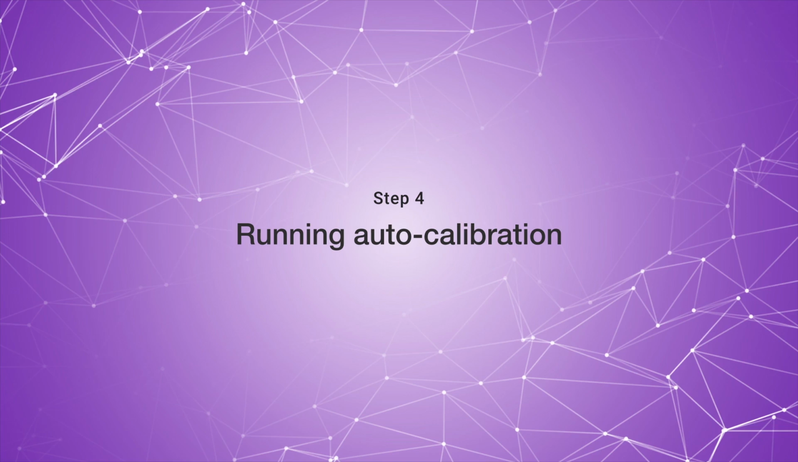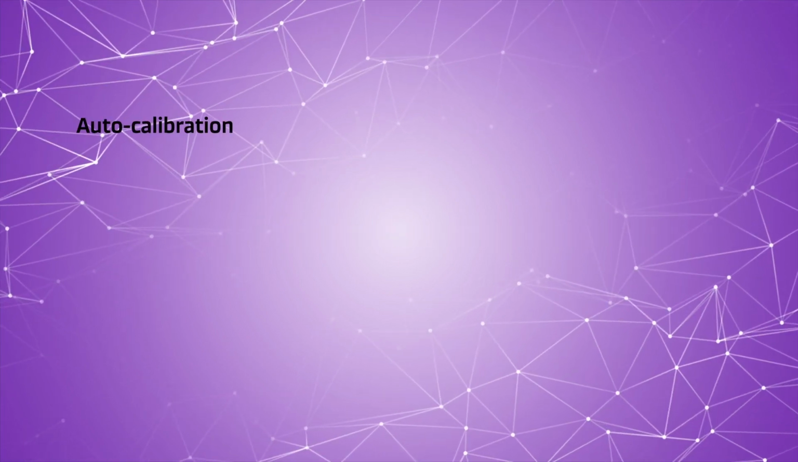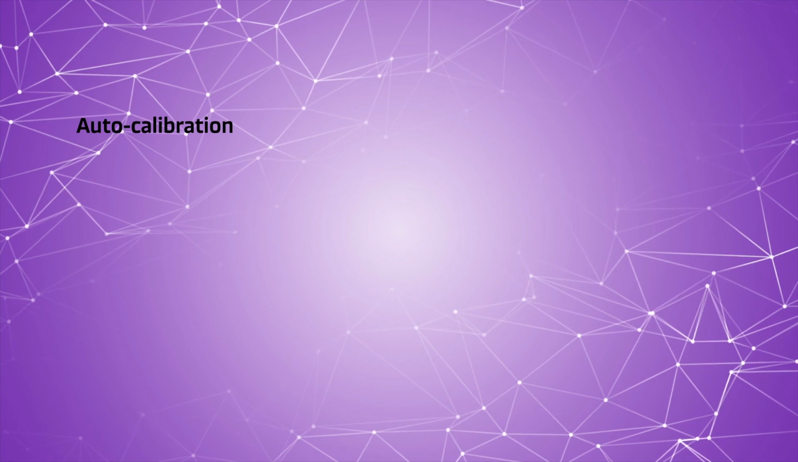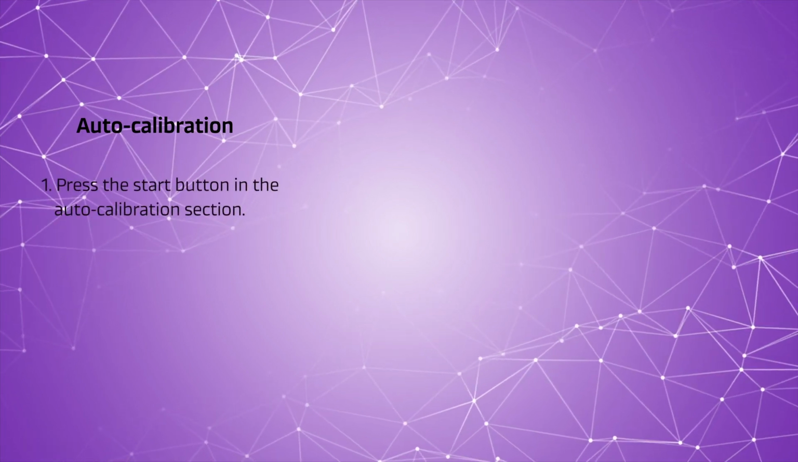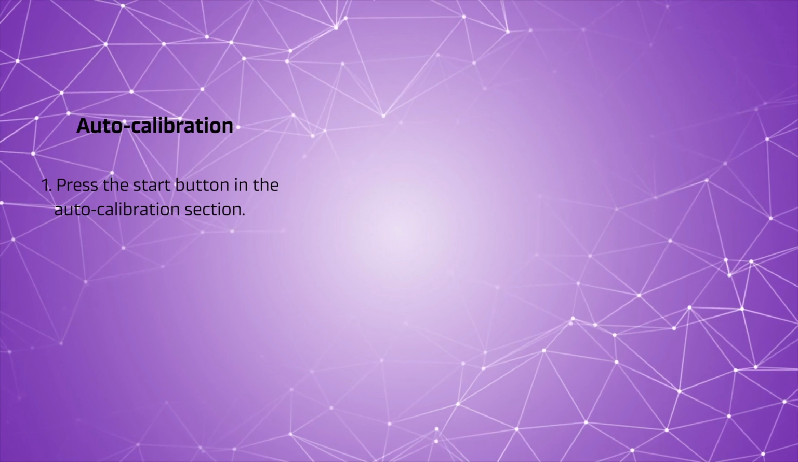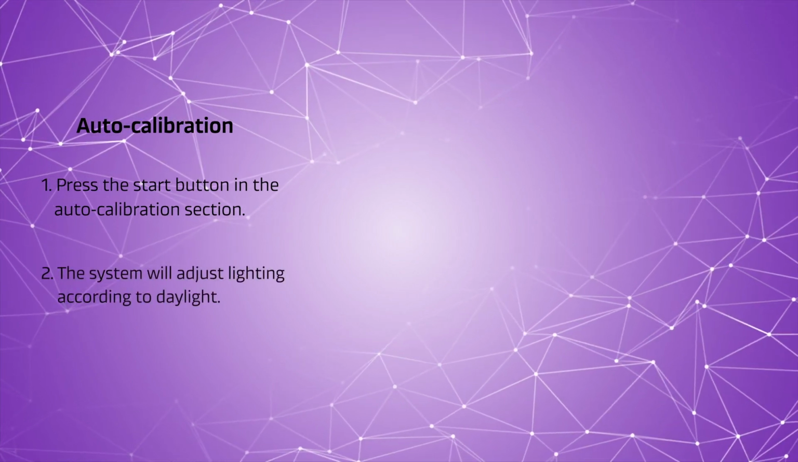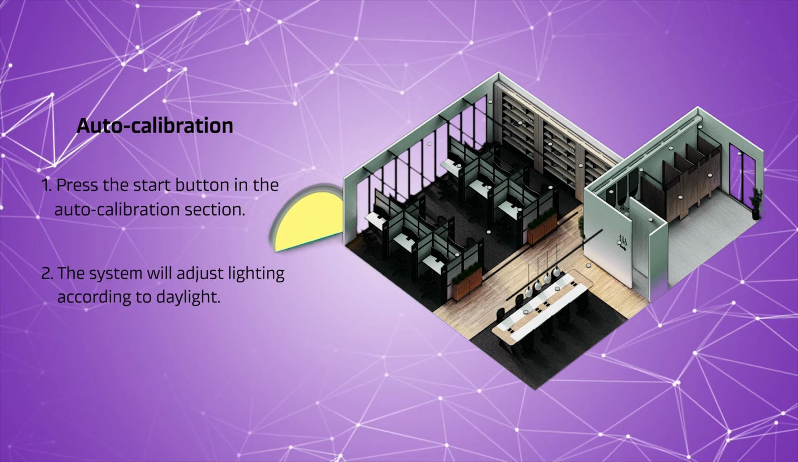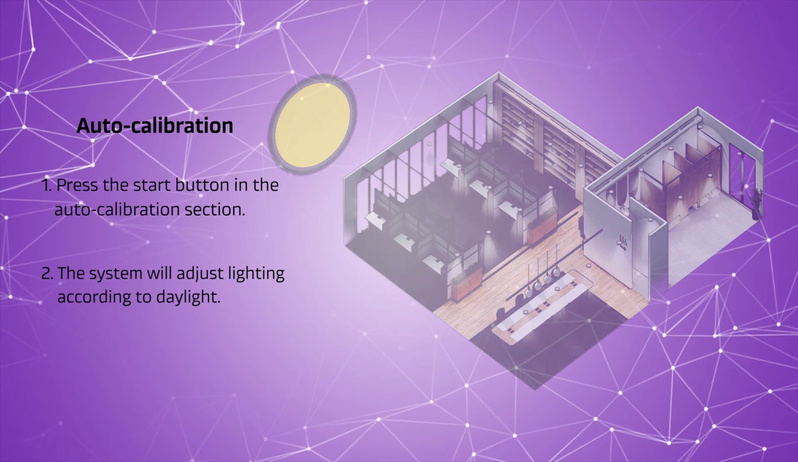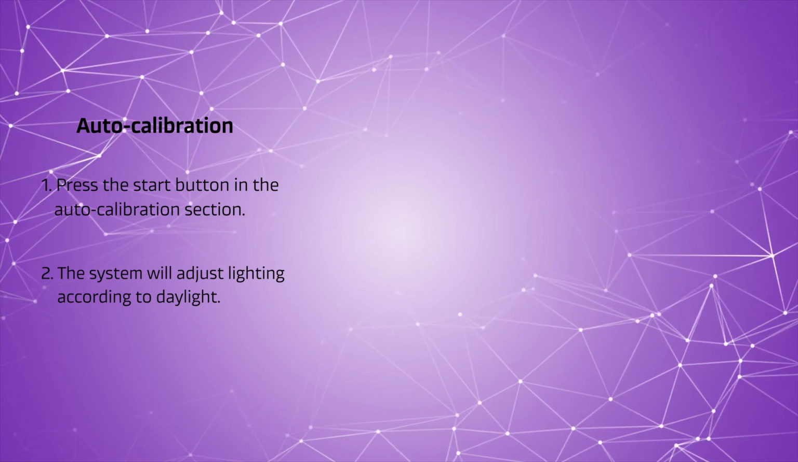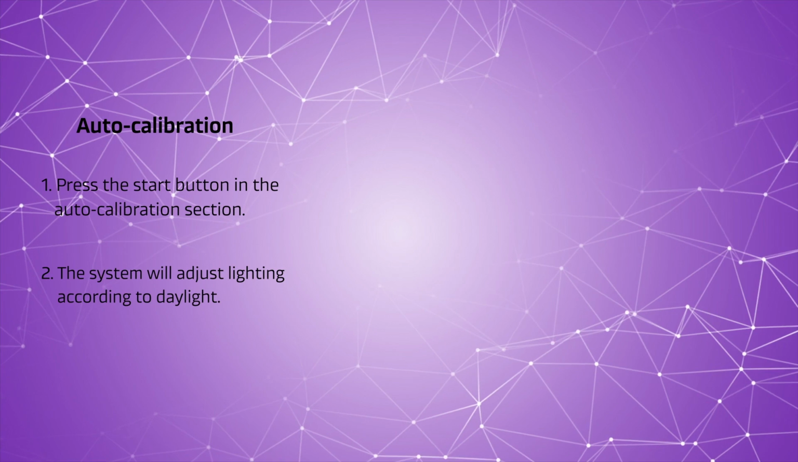Step 4. Running auto-calibration. Auto-calibration measures the amount of daylight entering the room and adjusts the artificial lighting accordingly. To run auto-calibration, 1. Press the Start button in the auto-calibration section. 2. The lights will cycle on and off several times as the system measures the daylight and adjusts the lighting to the desired levels. Once the calibration process is complete, the lights will automatically adjust their brightness based on the daylight conditions in the space.